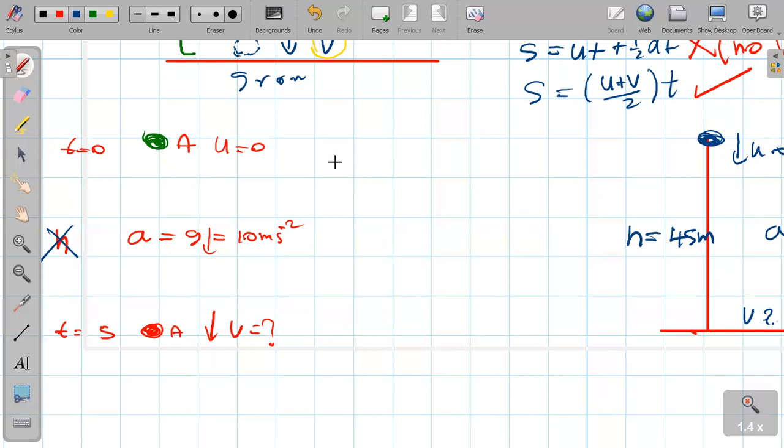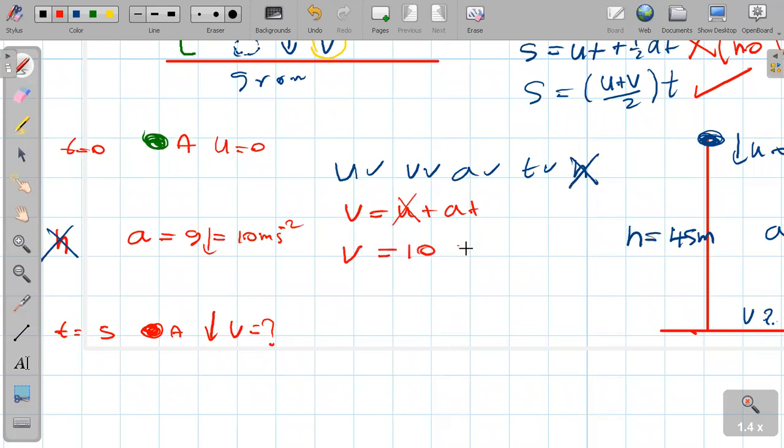Here, what can I do? I can apply my variables. What are they? U is there. V is there. A is there. T is there. Yes, height is not given. So what is the tallying equation? Nothing other than V equals U plus AT. So U is 0, can cancel off. V is going to be 10 times 5. V is downward. What is it? 50 m/s.